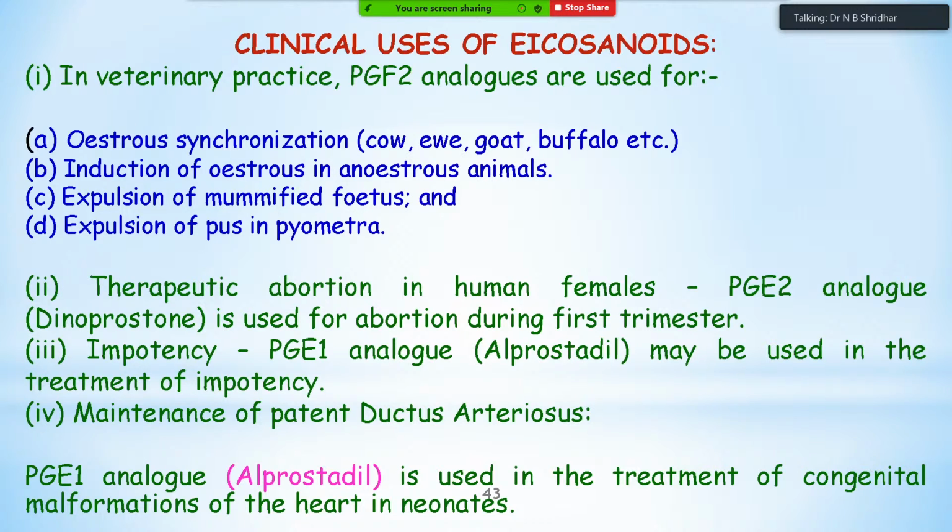Of course, for therapeutic abortion in human females, the PGE2 analog, especially dinoprostone, is used for abortion in the first trimester, and also in males, a PGE1 analog, alprostadil, may be used in the treatment of impotency, and maintenance of patent ductus arteriosus is also another example. The PGE1 analog alprostadil is used for the treatment of congenital malformations of the heart in neonates.